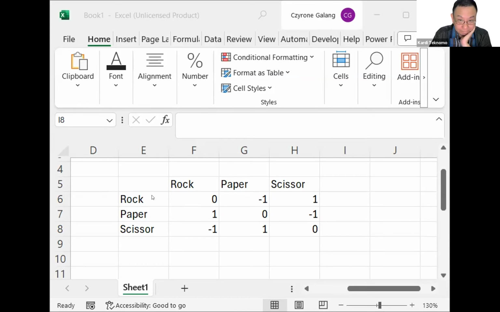And same here, rock versus scissor, rock wins. Then paper versus rock, paper wins, so it's positive 1. Paper versus scissor, paper loses, so it's negative 1. Scissor versus rock, scissor loses, negative 1. Scissor versus paper, positive.